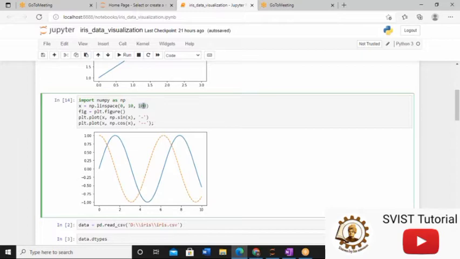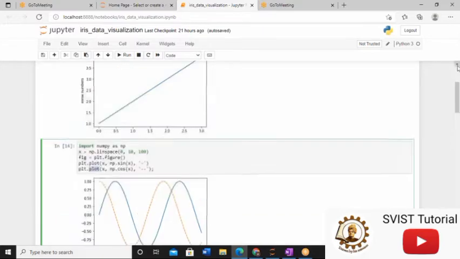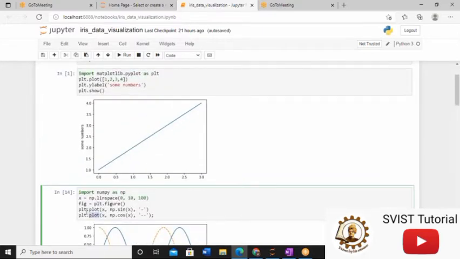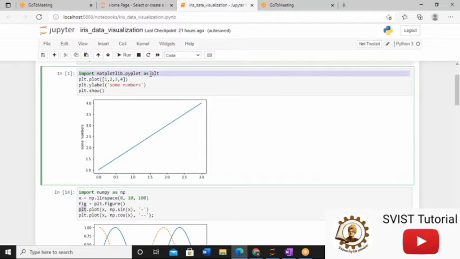But before that, I'm going to explain that you can also plot some graph using the NumPy library. In that case, you have to use the linspace function, and then you can plot the figure. For plotting the figure, you are using the plot function. But see here, this plot function is called with the help of plt. What is this plt? This plt is the alias for matplotlib pyplot.